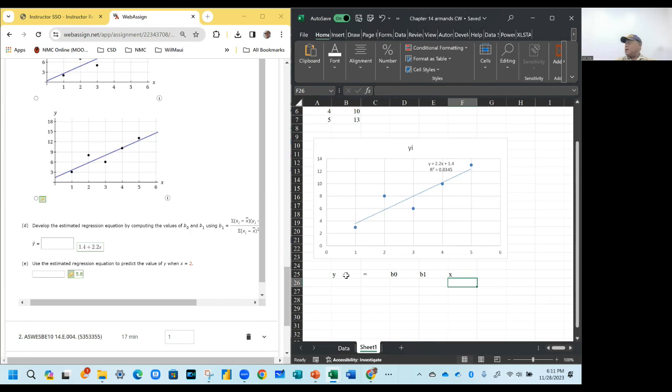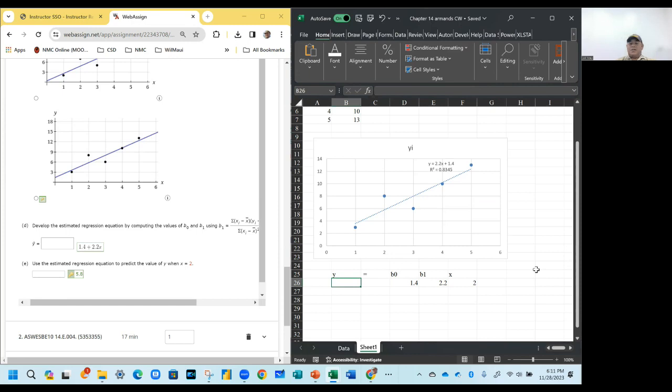And now my x in this case that he wants is 2, yes. Beta 1 is going to be what? 2.2, makes sense? And then my intercept is going to be what? 1.4, makes sense? And now I solve on the other side.